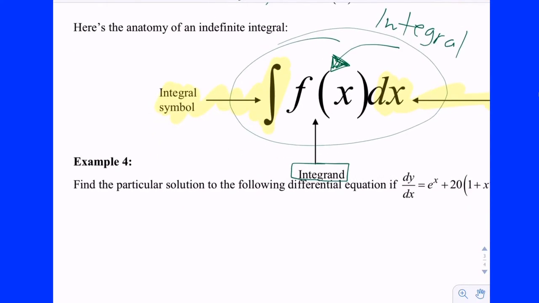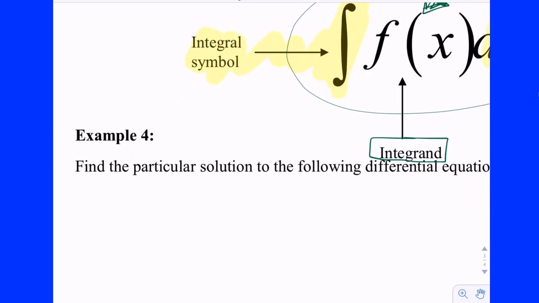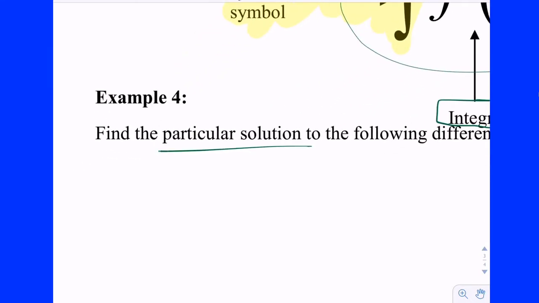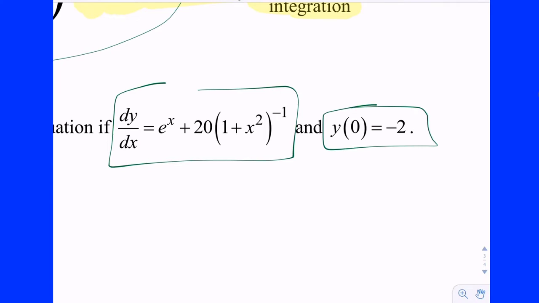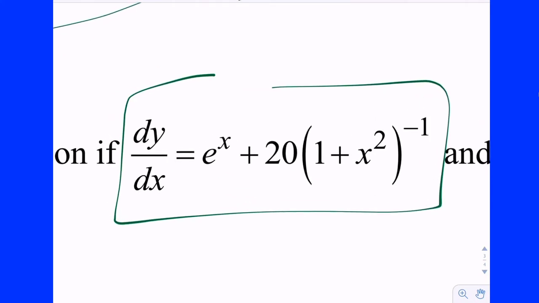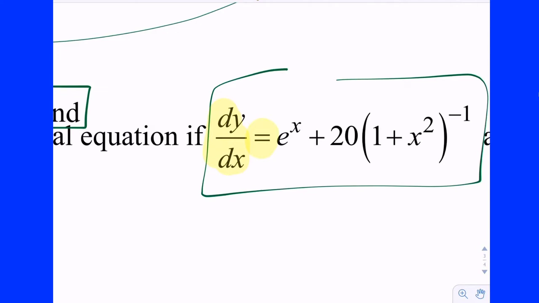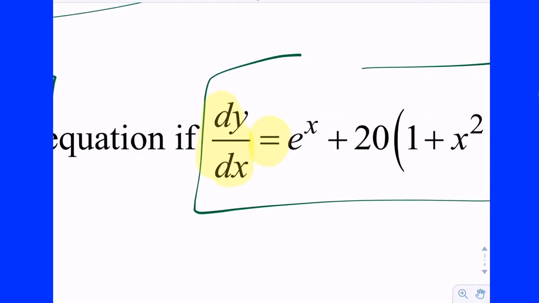All right, so example 4, let's try out the new notation with the skills that we already have, the antiderivative skills. Find the particular solution to the following differential equation, given that y of 0 equals -2. Okay, they didn't have to tell me it was a differential equation. I could have figured that out. There's an equal sign, there's a derivative, differential equation, yeah. But it did say to solve it, not just to look at it for a while.